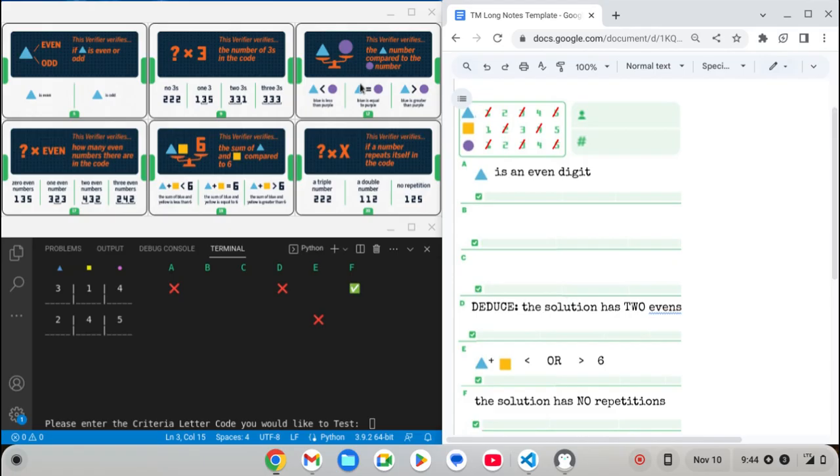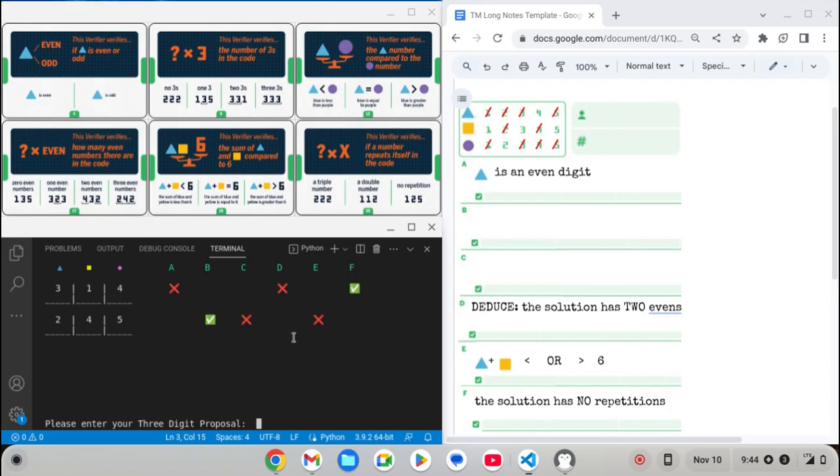And let's now compare the first and last digits. So let's go ahead and test criteria card C. Okay, so that means that triangle must be 4 and circle must be 2. Okay, so far so good. So we've got our 2 evens, and let's see.